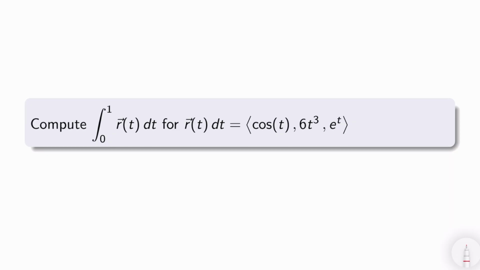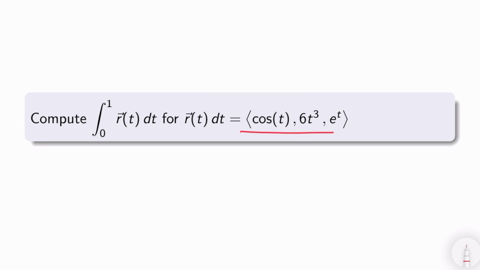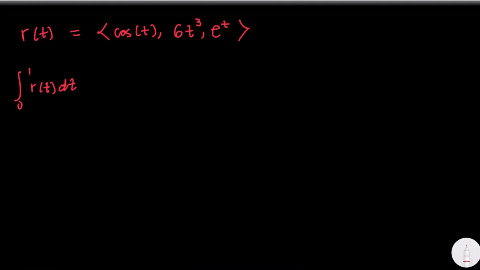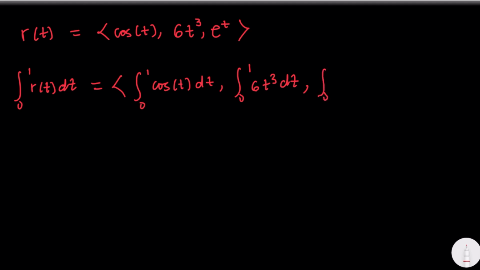With our second example on vector integration, we have to integrate this in the range of 0 to 1. So now let's compute this integral. Here we are going to integrate its components wise as we've been doing. So you're going to have the integral from 0 to 1 of cosine of t dt, then the integral from 0 to 1 of 6t cubed dt, then from 0 to 1 of e to the t dt.